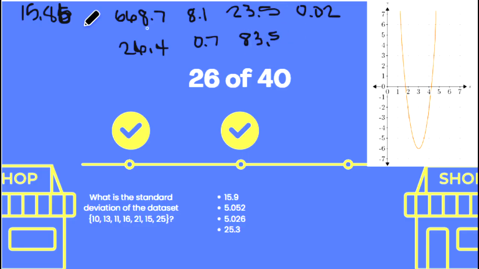Now the next thing we need to do is add all these together. We have 668.7 plus 8.1 plus 23.5 plus 0.02 plus 26.4 plus 0.7 plus 83.5 gives us 810.92, and we're going to divide it by n minus 1, which is 7 minus 1, which is 6. That gives us 135.2, and we're going to take the square root of that, which is 11.6. So the closest is going to be 15.9. So I'm going to say that's the right answer.